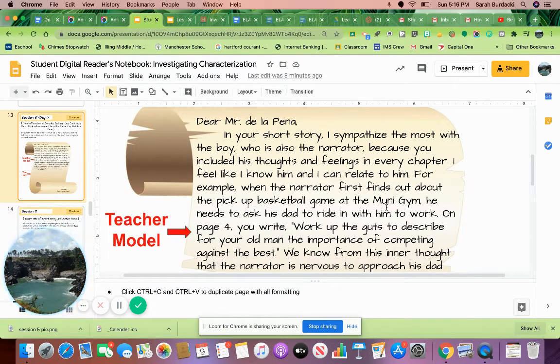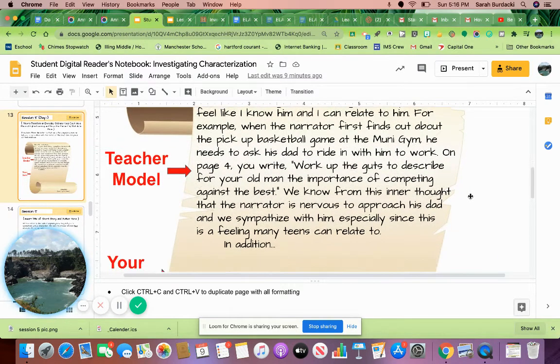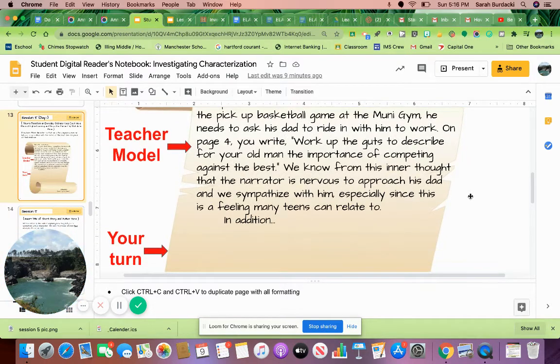Dear Mr. De La Pena, in your short story, I sympathize the most with the boy, who is also the narrator, because you included his thoughts and feelings in every chapter. I feel like I know him and I can relate to him. For example, when the narrator first finds out about the pickup basketball game at the Muni gym, he needs to ask his dad to ride in with him to work. On page 4, you write, "work up the guts to describe for your old man the importance of competing against the best." We know from this inner thought that the narrator is nervous to approach his dad, and we sympathize with him, especially since this is a feeling many teens can relate to.